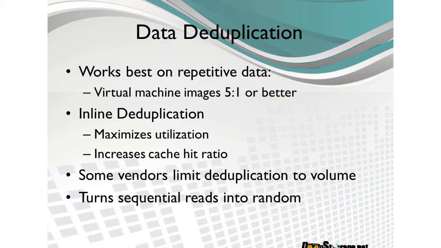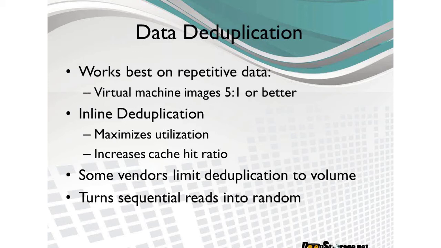Some vendors, however, limit the realm upon which their data deduplicates to a single volume. If the system administrators have decided to have multiple volumes for any reason, frequently to maximize performance because they're managing performance by the number of spindles per application, that data won't deduplicate with data in another volume. So we may have multiple copies stored on the same storage system across multiple volumes.